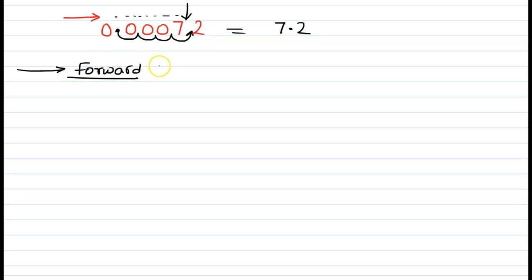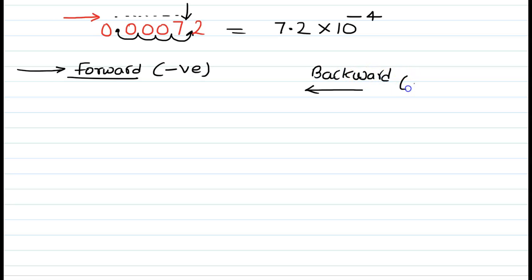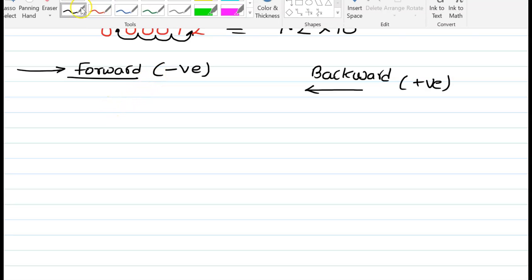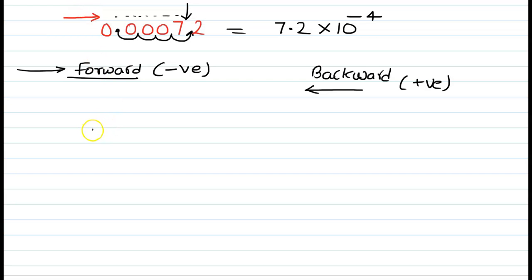For forward we put a negative sign. So how many steps? 1, 2, 3, 4. So 7.2 into 10 to the power minus 4. When you are going backward, you put a positive sign on the top of 10. When you are moving forward, you put a negative sign on the top of 10. Is that okay, guys? Okay, let's take one more example.